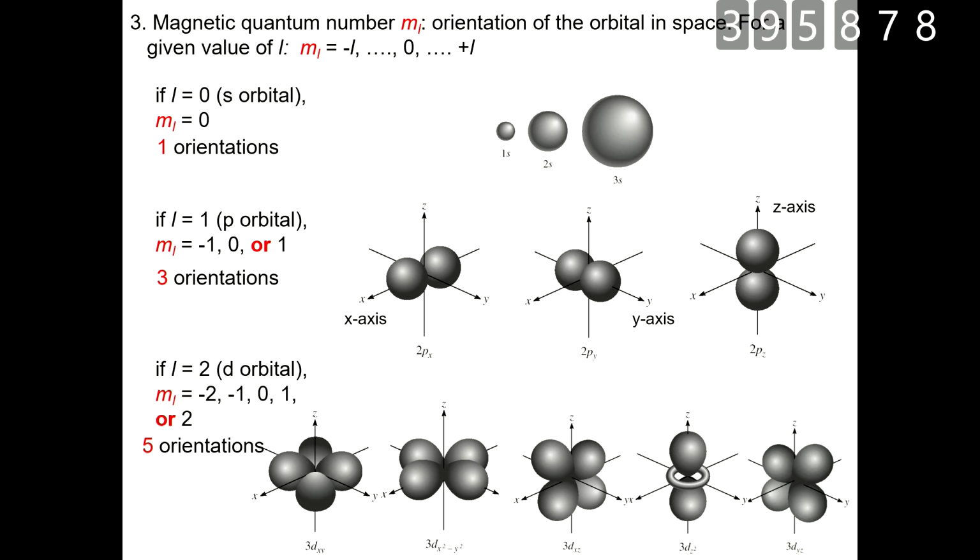D orbital, the shape is like this. So it has the orientations of d orbital. For d orbital, the number of ml can be -2, -1, 0, 1, or 2, right? So it has 5 orientations. 5 orientations. Okay?